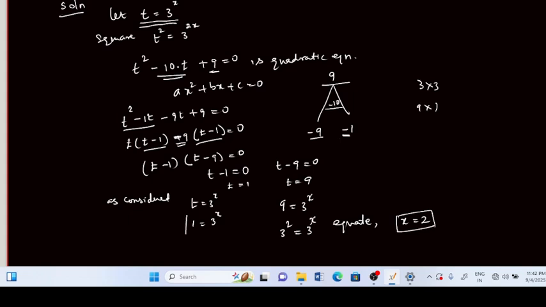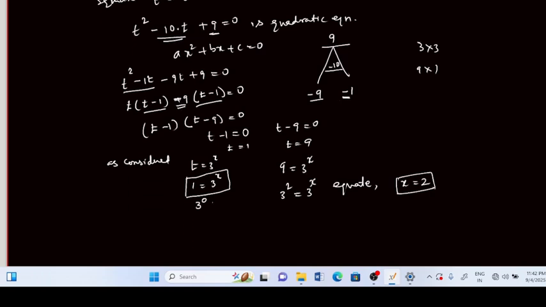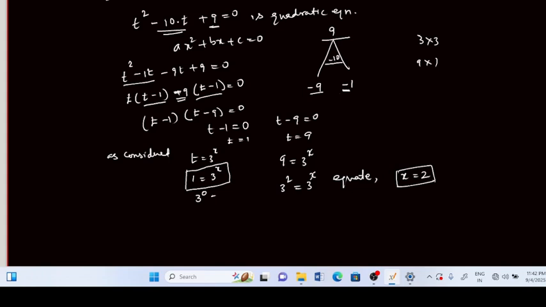Whereas the first term, 1, cannot be written in the form of 3 power x directly, but we can write it as 3 power 0. 3 power 0 is 1 equal to 3 power x. So x is 0.